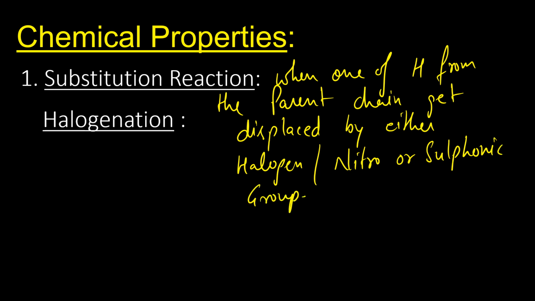So it means basically it's a displacement of one of the hydrogen from the parent chain. If it happens with the halogen, then it is marked as halogenation. Now let's do the discussion of halogenation.